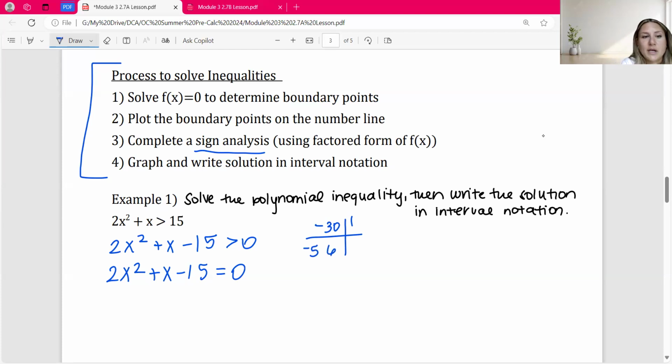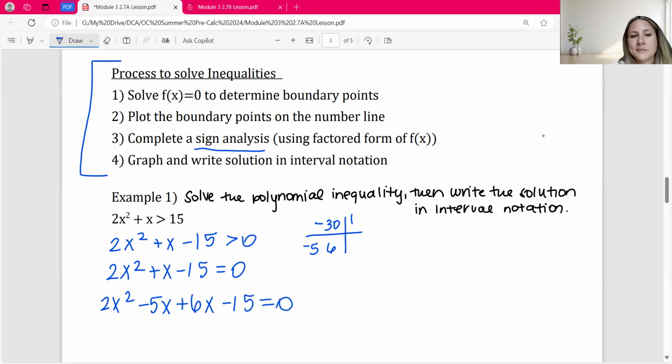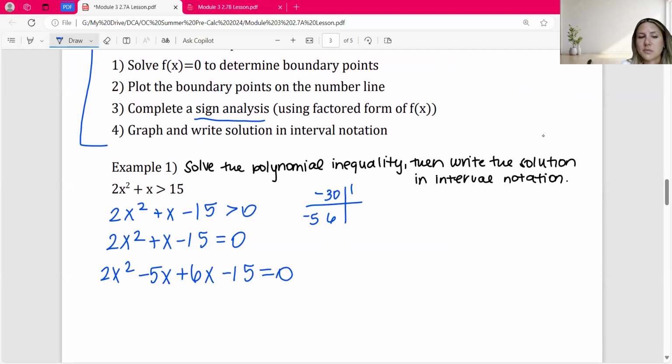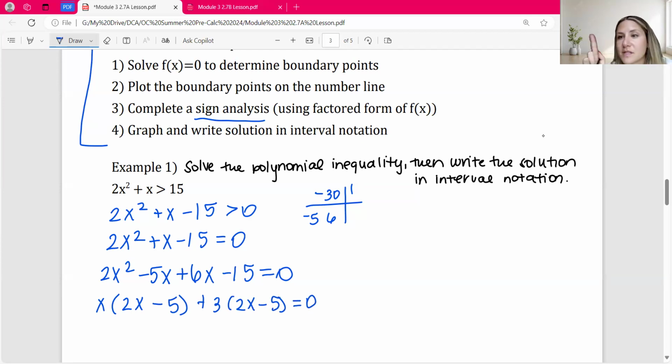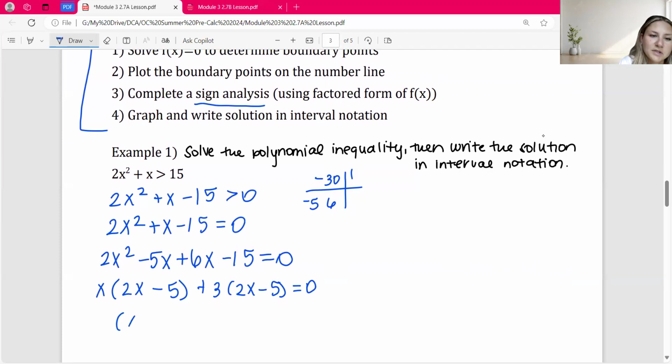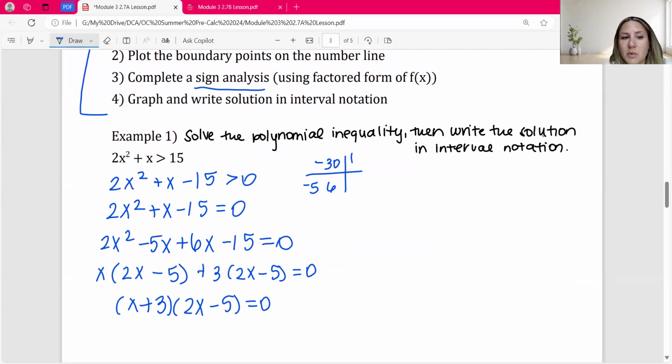So I'll factor by grouping. It'll become 2x squared minus 5x plus 6x minus 15 equals 0. And then we will start factor by grouping. I'll take out a GCF of the first two terms. And then I'll take a GCF out of the second two terms. I know I did my factor by grouping correctly because now I see my parentheses are the same. So my factored form is going to be x plus 3 times 2x minus 5 equals 0. Just a review of factoring when a does not equal 1. So there's my factored form.